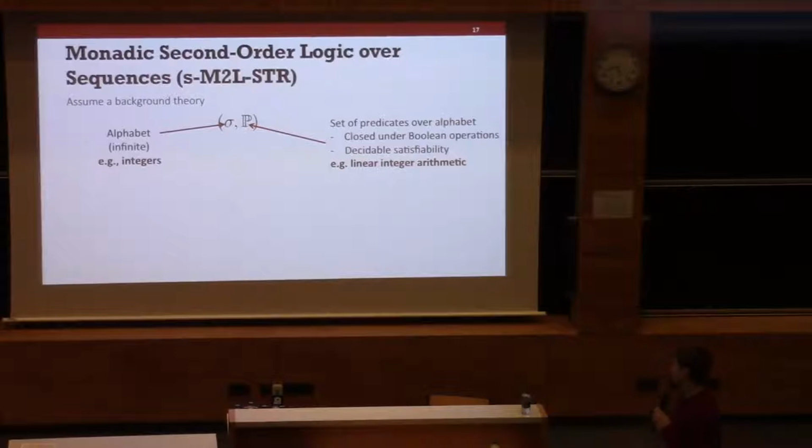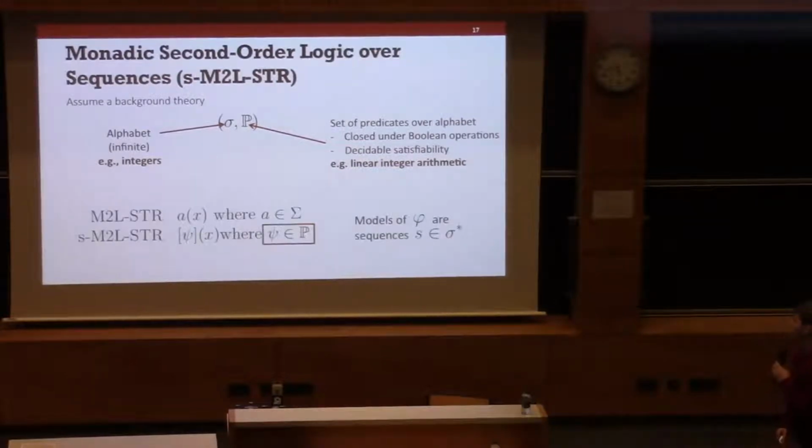For example, linear integer arithmetic. And the only thing we're going to change in the syntax is that instead of having our unary predicates be over elements of the alphabet sigma, they are going to be actual predicates in our background theory. So this means that position x has a content that satisfies the unary predicate phi, and we will see an example soon. But models are not over the predicates. The models are, of course, sequences in sigma star.